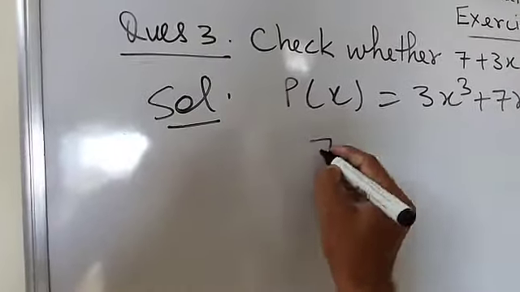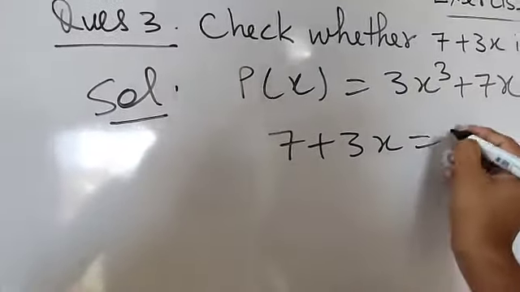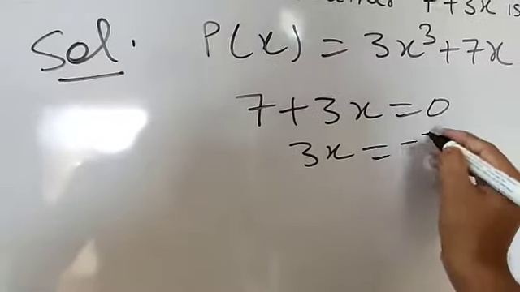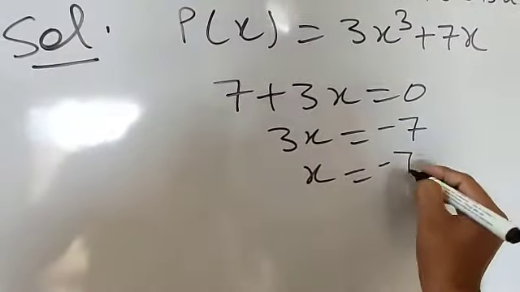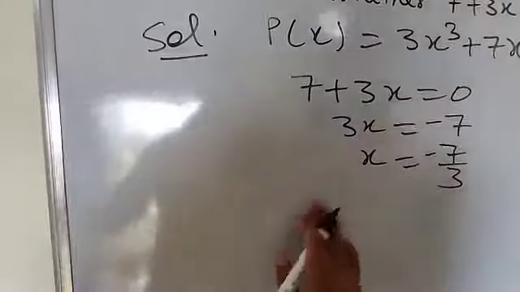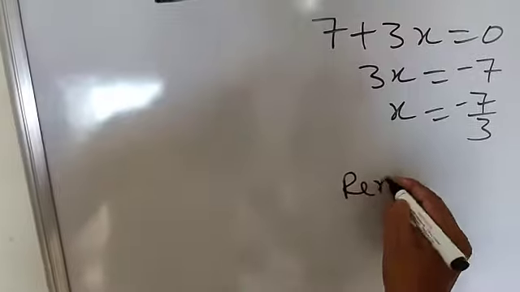So here the divisor will be set equal to 0. So 7 + 3x = 0. Then 3x = -7, as 7 is transferred to the other side. Then x = -7/3. So here you got the value of x as -7/3. And now you need to find the remainder.